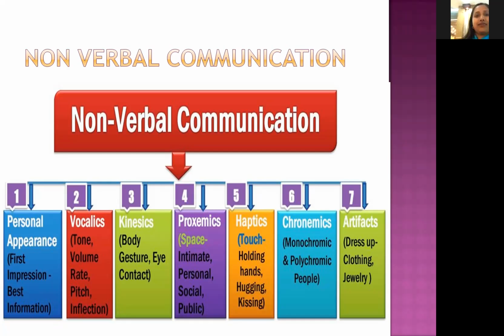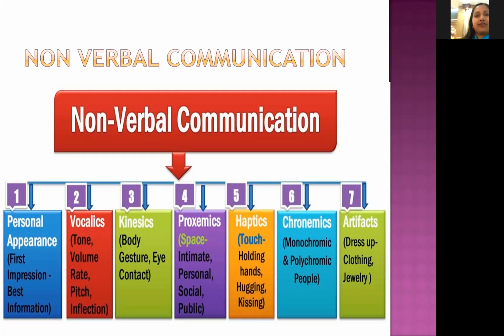So whatever the body movements that we are doing, these all are also a part of our non-verbal communication. Next one is the proxemics. It talks about the space and the distance that we maintain while communicating with people. It can be intimate, personal, social, or public. Next one is the haptics, which depends upon the touch, holding the hands, hugging, kissing, and so on. Sixth one is the chronemics, which is based on time.